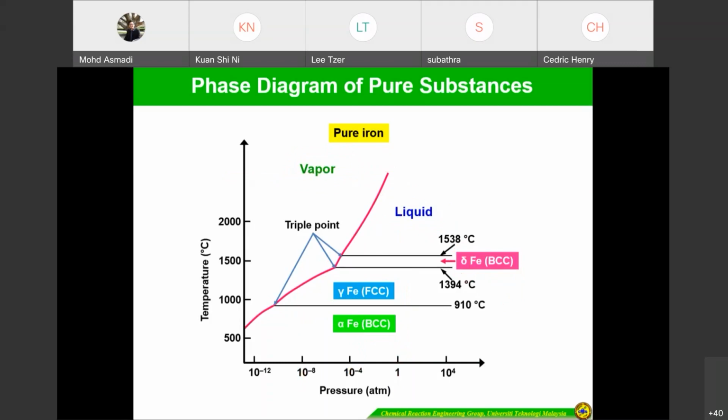Let's see the Gibbs phase rule. I think you remember how to use it. P plus F equals C plus 2: phase plus degree of freedom equals components plus 2. From the degree of freedom, we can know which variable we can change to maintain that phase. For example, in a two-phase system, what variable do you have to maintain and what variable can you change? At the triple point, what variable can you maintain, and what variable can you not change?